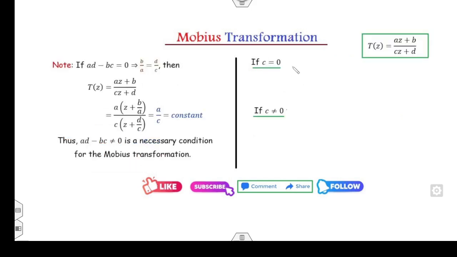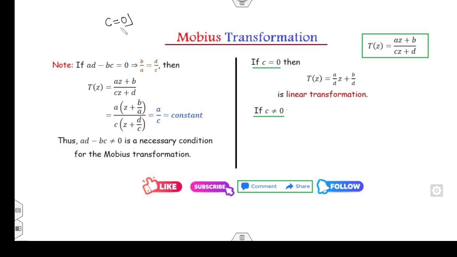Another concept. Because AD minus BC is non-zero, we will consider two cases, depending on whether C is zero or non-zero. What will happen if C is 0? If C is 0, then your expression becomes (A over D) times Z plus B over D. Clearly, because A, B, C and D are constants, this equation is called a linear equation, or a linear transformation.